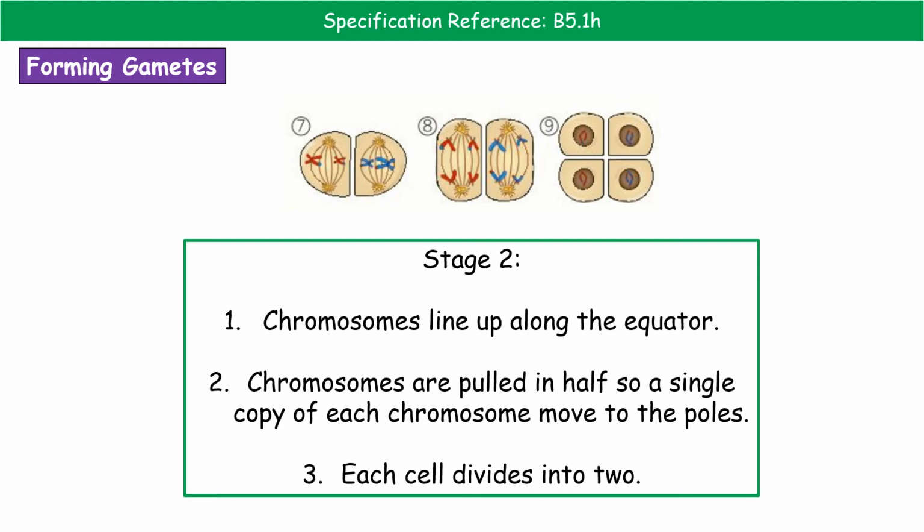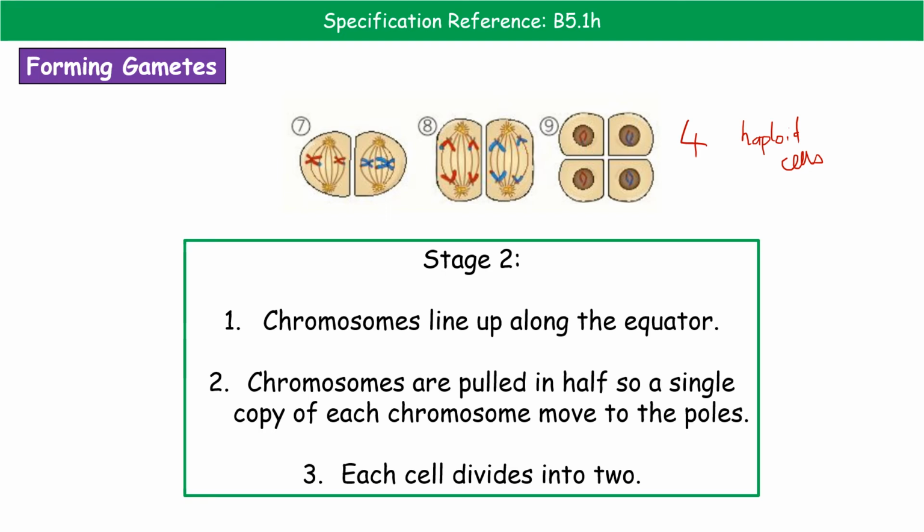We need haploid. So what happens is a second division. In this case, the chromosomes line up along the equator. They're pulled in half. So a single copy of each chromosome moves to the opposite poles, and then the cell divides. So we end up with 4 of those haploid cells. Now, this is a reduction division. They can ask you some little maths-based questions, really.